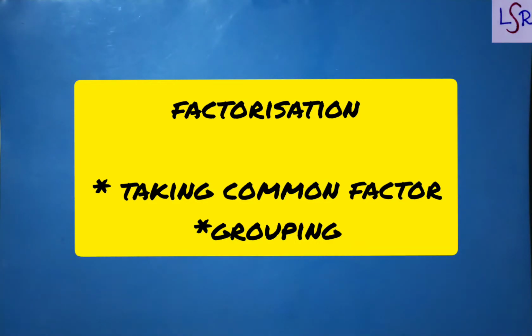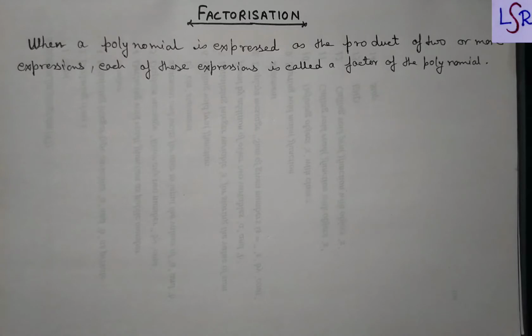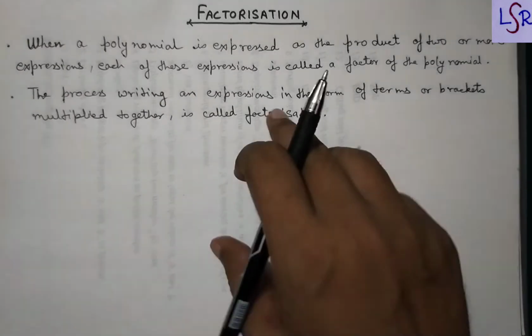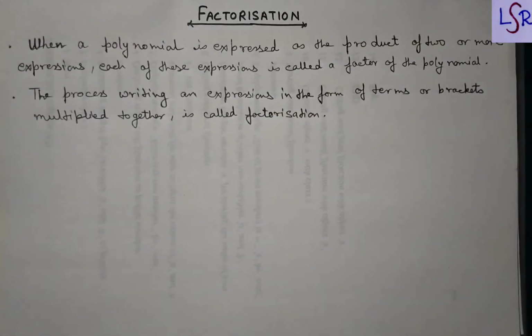Hello everyone, today we are going to start with a new chapter, that is factorization. When a polynomial is expressed as the product of two or more expressions, each of these expressions is called a factor of the polynomial. And the process of writing an expression in the form of terms or brackets multiplied together is called factorization.